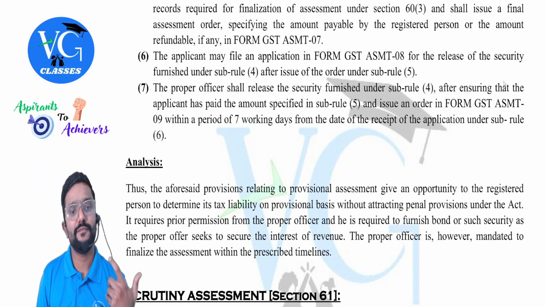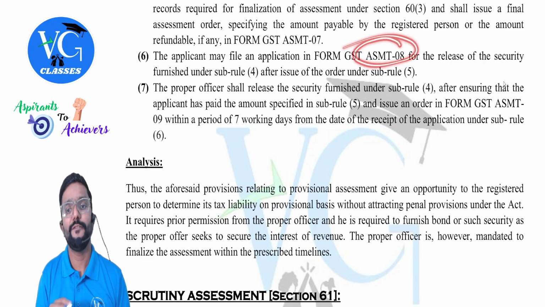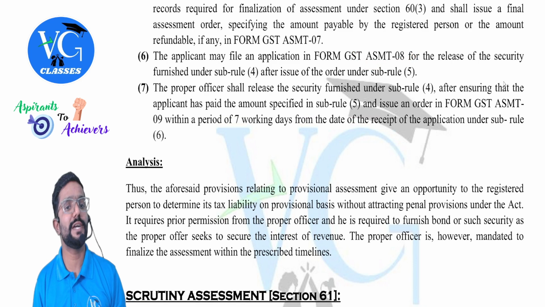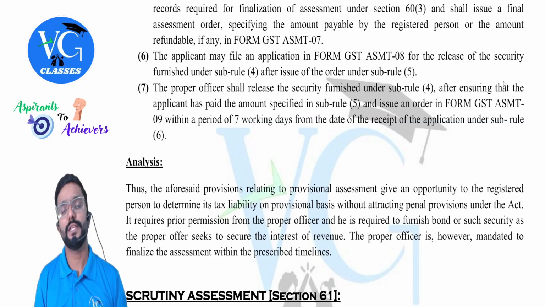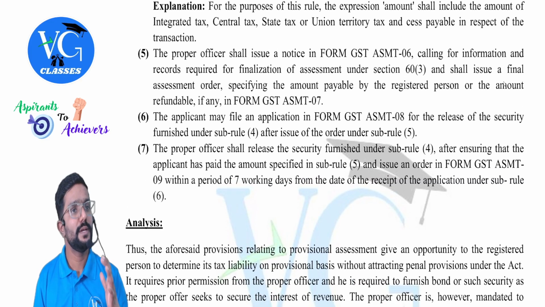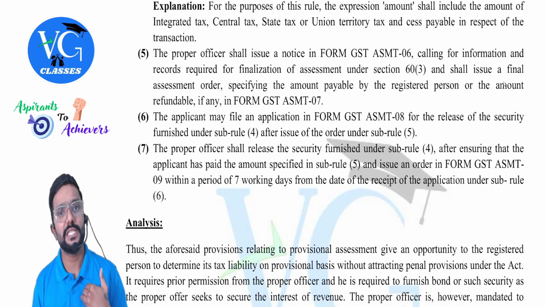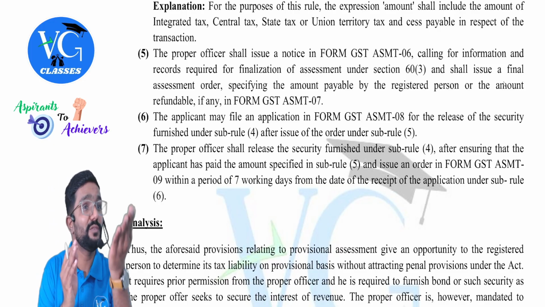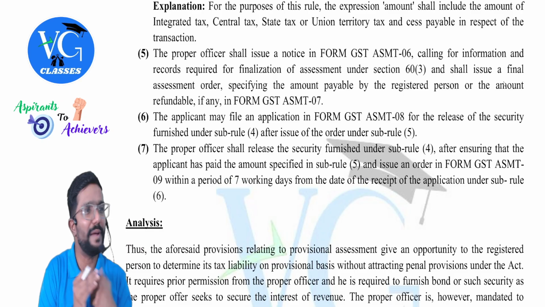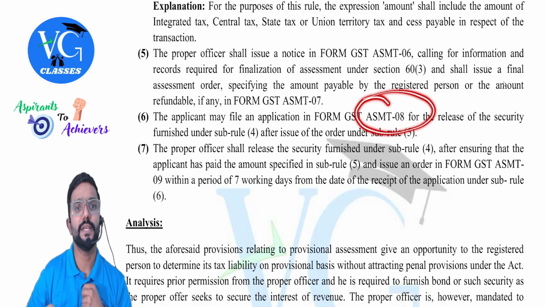Next, subrule 6. The applicant may file an application in form GST ASMT 08 for the release of security furnished under subrule 4 after the issue of order under subrule 5. That is, once the final order is passed, can the registered person ask, sir, I had given one security bond and all, please give it back, sir? He can request in ASMT 08.